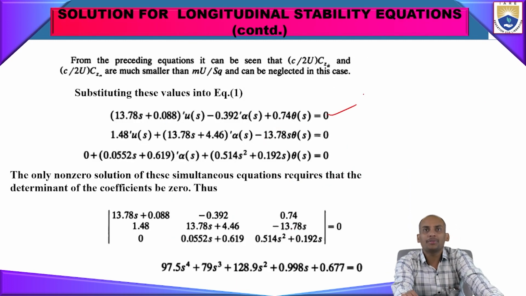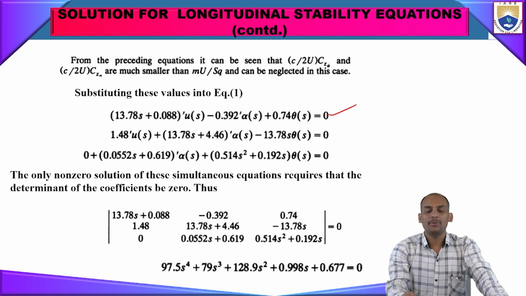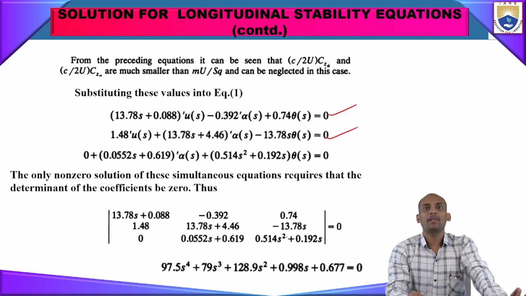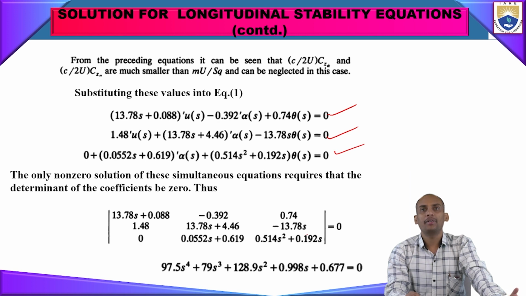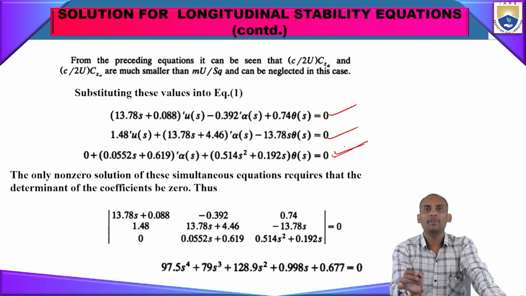So if you substitute all that and get the final equations, the first one is 13.78 S plus 0.088 u of S plus minus 0.392 alpha of S plus 0.74 theta of S, and the second one will be 1.48 u prime of S, and 13.78, and 4.46 alpha prime of S, minus 13.78 theta of S, and the third one: first one is 0, then the second one in alpha, alpha prime of S will be 0.0552 S plus 0.619 alpha of S, plus 0.514 S square plus 0.192 S of theta of S. So in terms of that, we got the values for this.